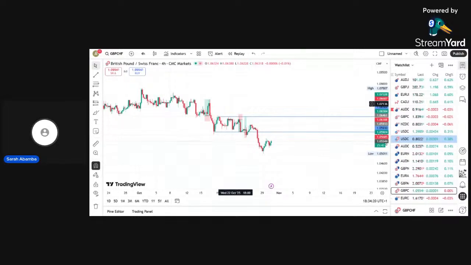So let me take this question. How does one differentiate a pin bar from a hammer? Okay, pin bar and hammer are the same thing. They are synonymous, so you can either call it a pin bar or you can call it a hammer. It's the same thing. Although some people have names for it: if it is a bullish pin bar, they call it a hammer.